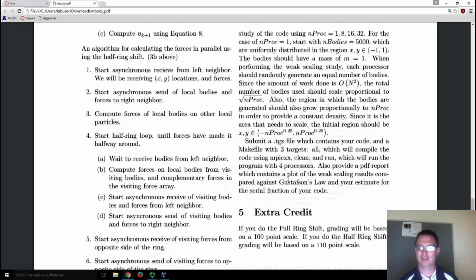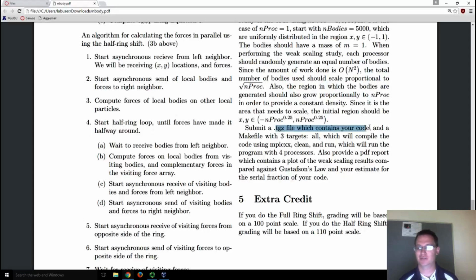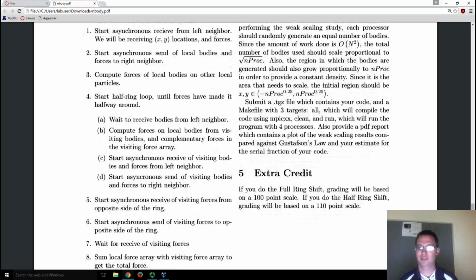So again, I want you to submit a tarball which contains your code and a makefile with the usual 3 targets, and run, which will run your program with 4 processors. And then I want you to provide a PDF report which contains a plot of the weak scaling results compared against Gustafson's law and your estimate for the serial fraction of your code.